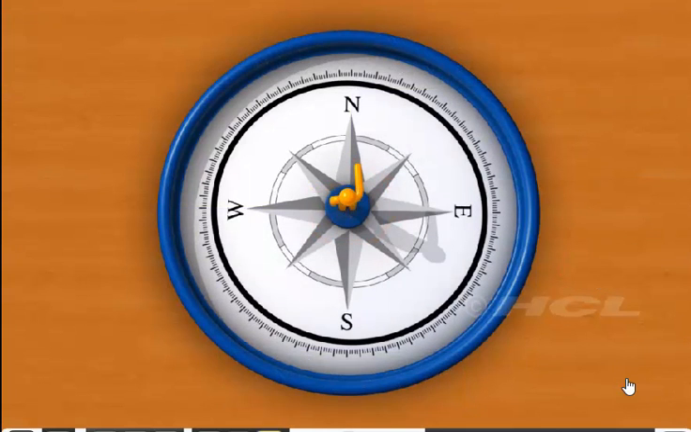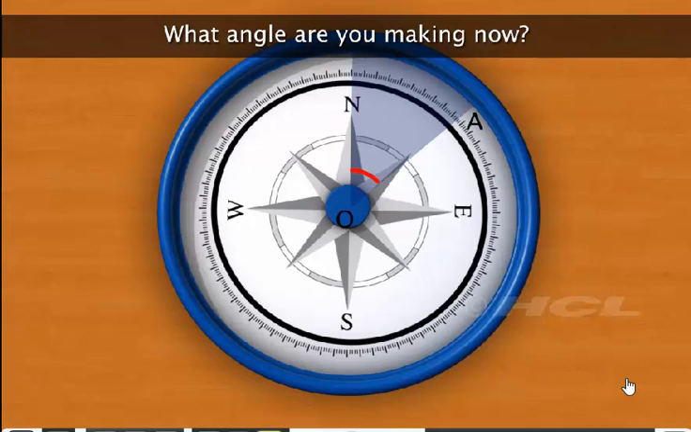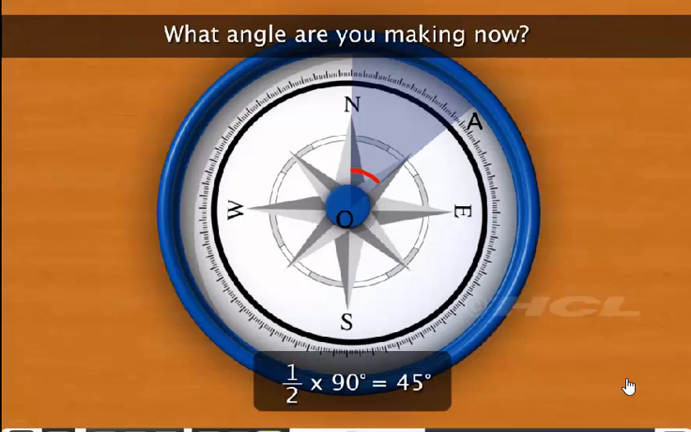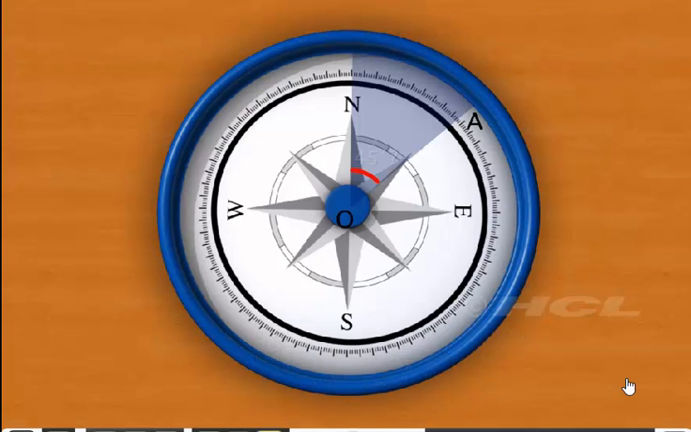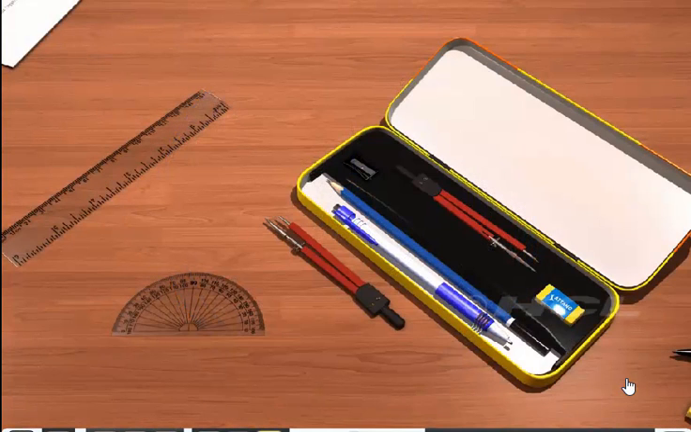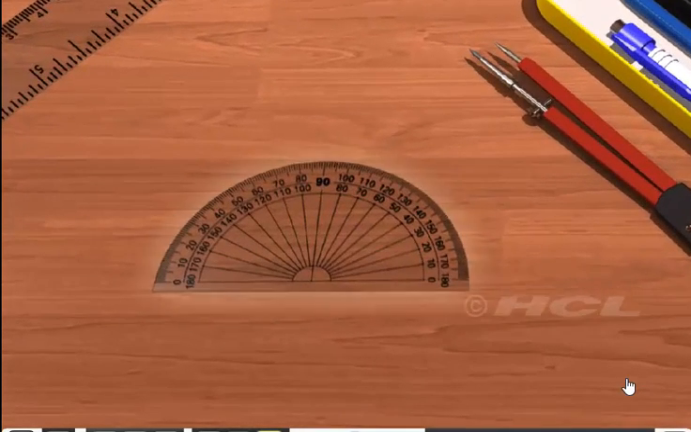But what if you didn't take a complete right turn and stopped somewhere in between? What angle are you making now? Probably half of a right angle, that is 45 degrees. But how will you know for sure? You can verify such measurements using a protractor.